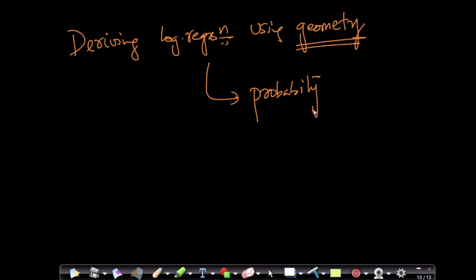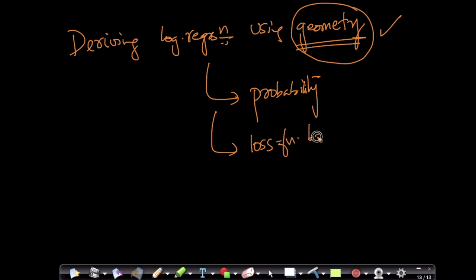We'll cover this in brief, and I'll also give you some pointers if you want to study the probabilistic interpretation of logistic regression in more depth. But we are using geometry right now. We are deriving the whole of logistic regression using geometry. There is a third approach called loss function based derivation of logistic regression. We'll also cover this in detail, because this is very useful for us in understanding other techniques.